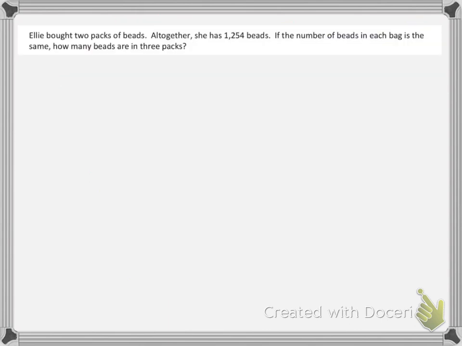All right, for our last problem tonight, we're going to do a word problem. Ellie bought two packs of beads. Altogether, she has 1,254 beads. If the number of beads in each bag is the same, how many beads are in 3 packs? All right, this sounds like a 2-step problem. Now, she bought 2 packs of beads to give us a total. There's our total. If the number of beads in each bag is the same, it means they're equal.